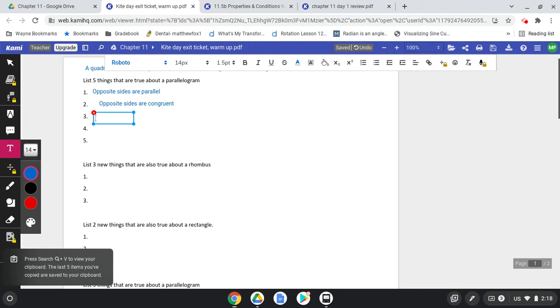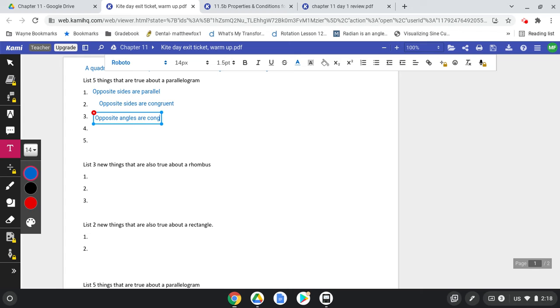Now opposite angles, maybe that wasn't clear, but angles are also congruent. Consecutive angles, which are the ones next to each other, are supplementary. Now, if you don't remember what that word means, you need to remember that means add to 180 degrees.